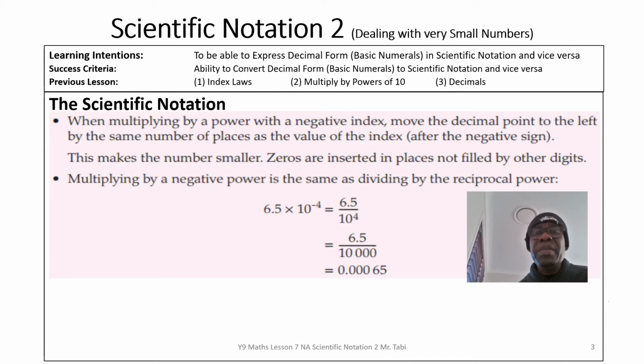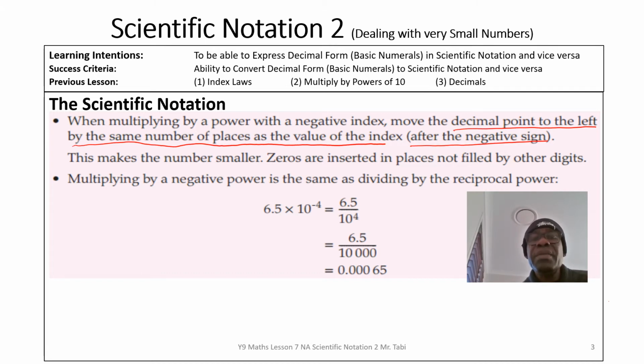So now that we've developed that, let's continue developing our understanding. When multiplying by a power with a negative index, move the decimal point to the left by the same number of places as the value of the index after the negative sign. This makes the number smaller. Zeros are inserted in places not filled by other digits. We'll see soon. Multiplying by a negative number is the same as dividing by the reciprocal power.